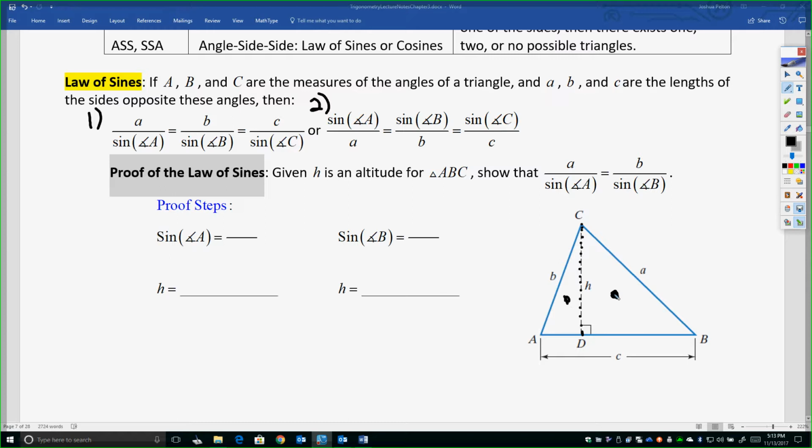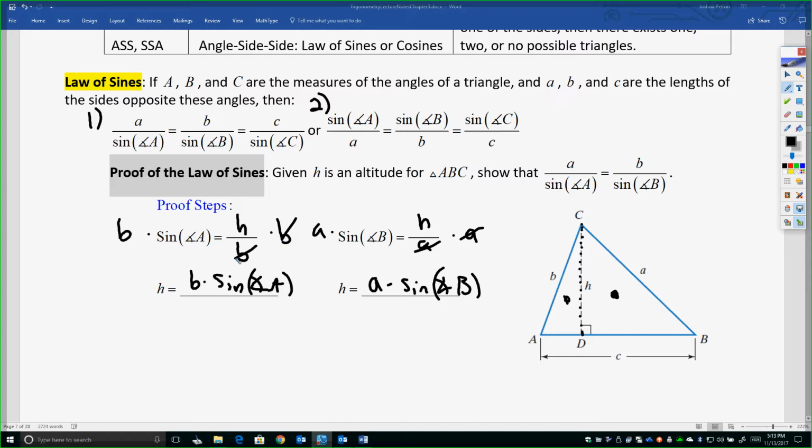So then I can do my SOHCAHTOA. If I do SOHCAHTOA using angle A, that's going to be sine A equals h over b. And if I do SOHCAHTOA for B, let's see here, sine B equals h over a. So if I solve for h in both cases, that would be multiplying by b on one side and a on the other. That's going to be b times sine of A and a times sine of B.